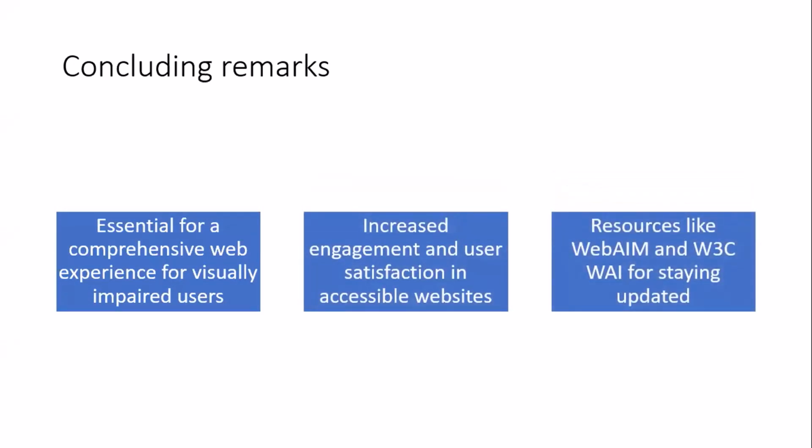So, in conclusion, accessibility is needed to make the internet a friendly place for everyone. It is a very important thing to consider whenever we are creating documents. In publishing also, it is a very important factor because you have to follow the guidelines. All these guidelines have to be followed, and it also increases the engagement and user satisfaction on websites. And we need to stay updated with the current regulations.